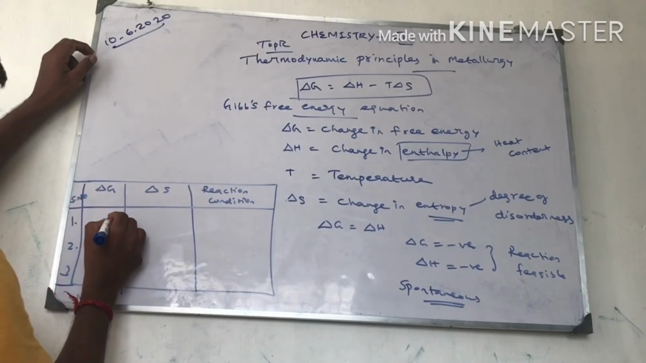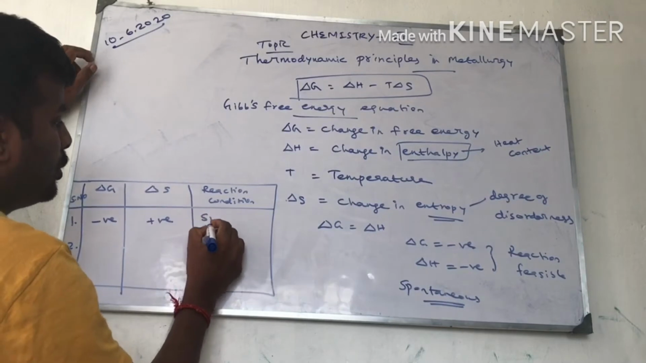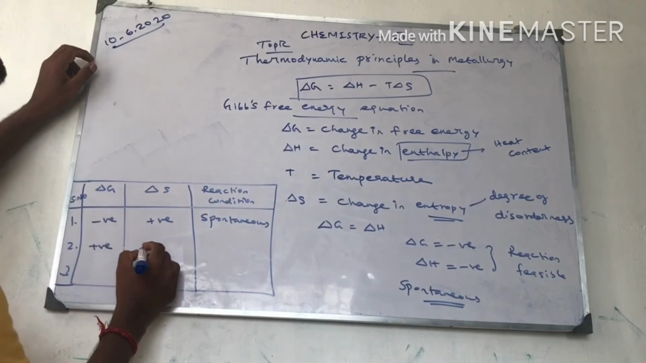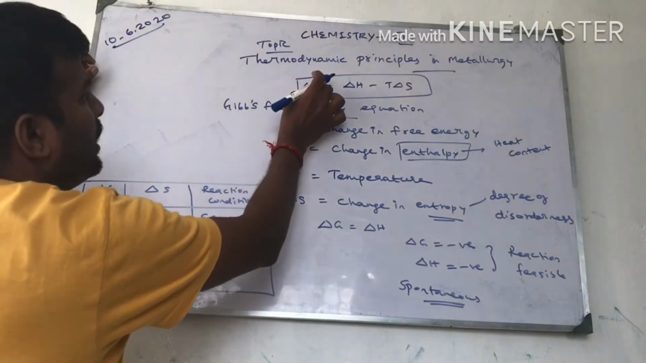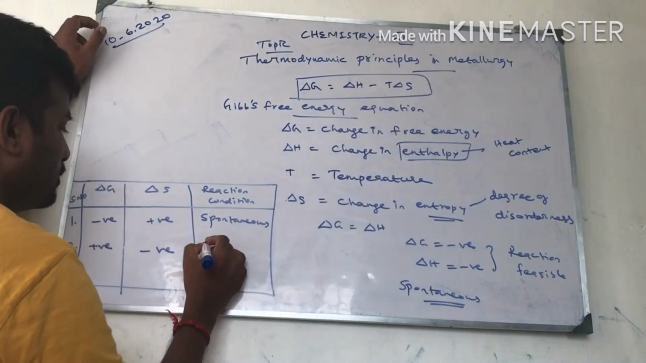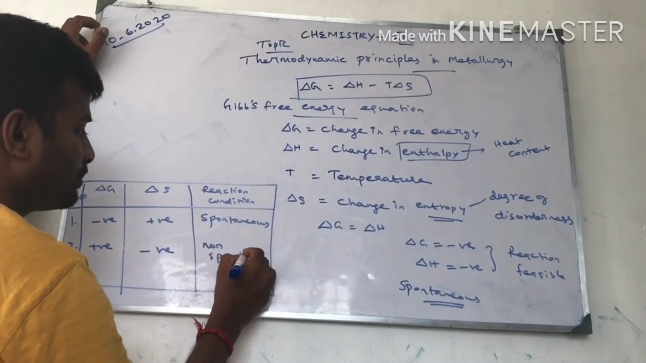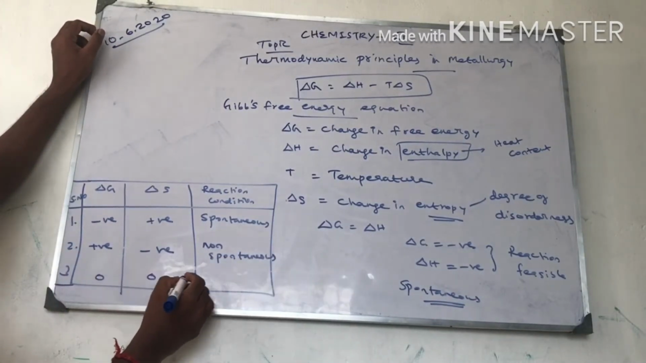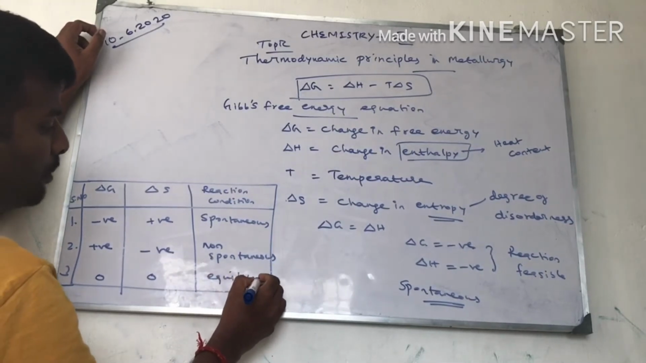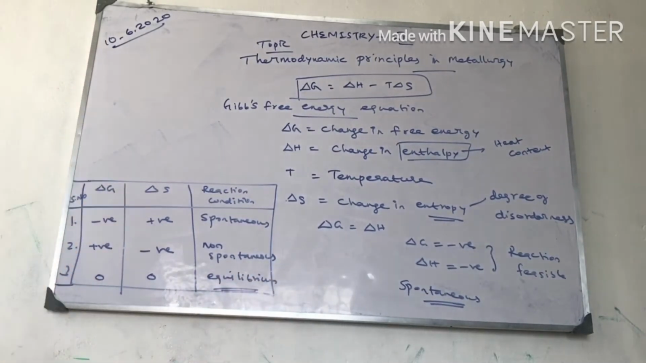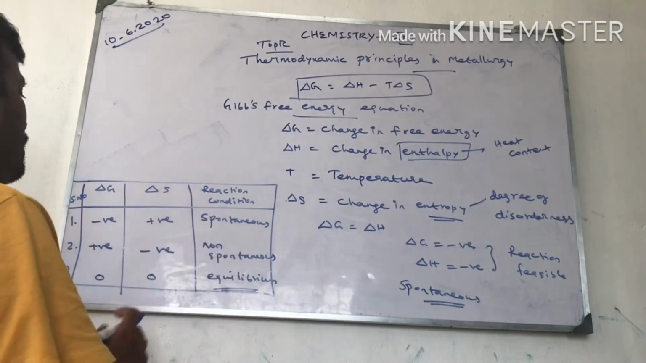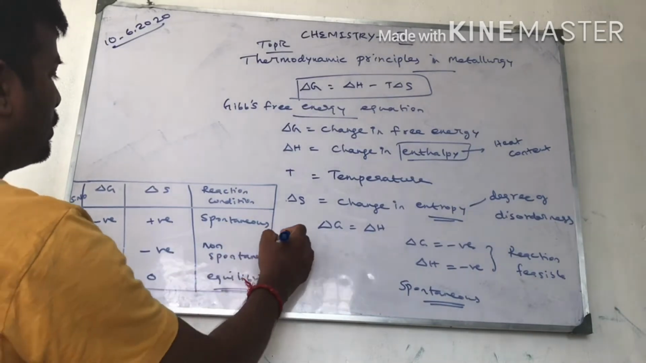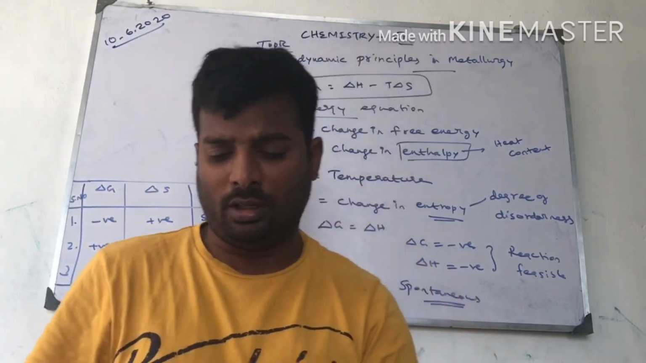If delta G is negative, delta S is positive: spontaneous. We learned this in the 11th standard. If delta G is positive, delta S is negative, because delta G and delta S have opposite signs: non-spontaneous. Delta G is equal to 0 means equilibrium, the reaction is in equilibrium. Delta G positive is non-spontaneous; delta G negative is spontaneous. This is the important condition given in the 11th standard.